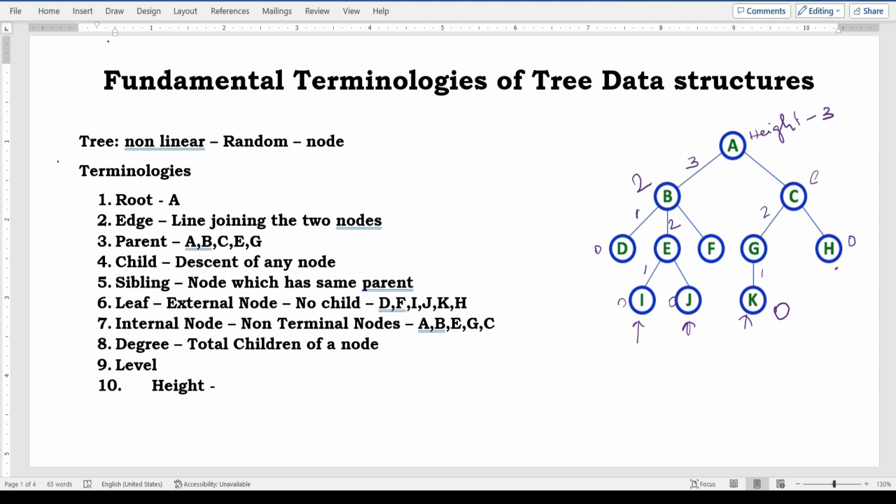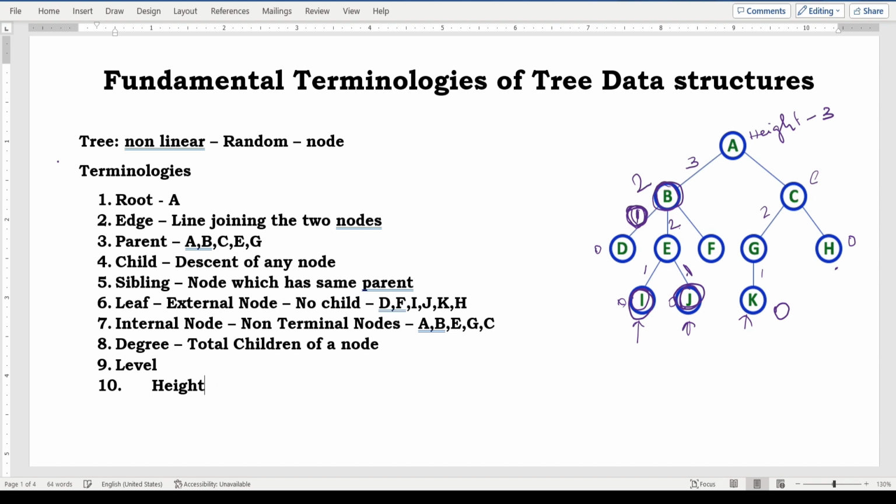Don't say that B has 1 level, because sorry, 1 height. It is not a level, it is a height. Height is calculated for the longest path from the bottom. If we take B, what is the longest path? I or J is the longest path. If you calculate the height from the bottom, that is 1 hop, so 1, 2. So B is 2. Clear? This is how we calculate the height.